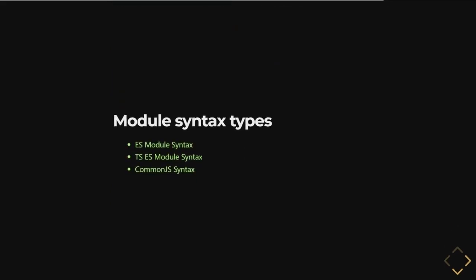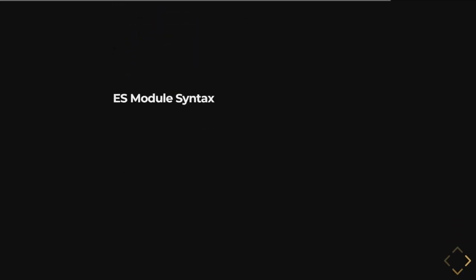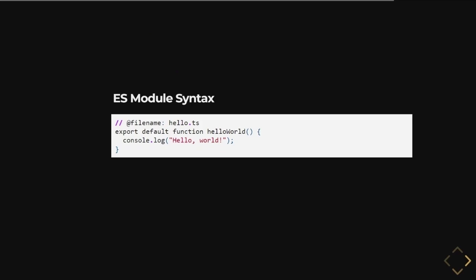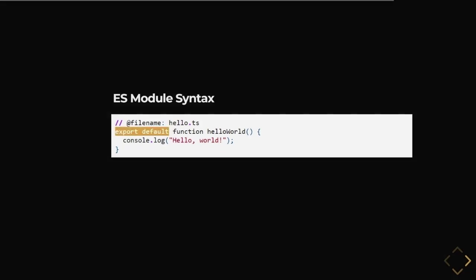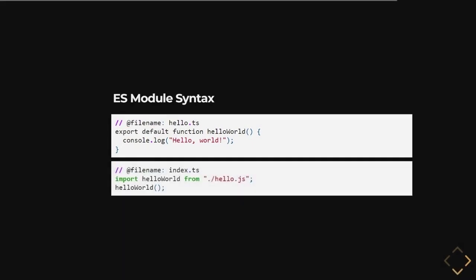We can use various types of module syntax in TypeScript. Let's review them. ES module syntax is the more widely used. In ES module syntax, a file can declare a main export via export default. This export can be used in another file via the import syntax.